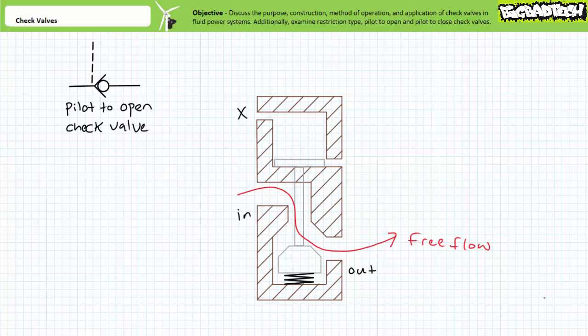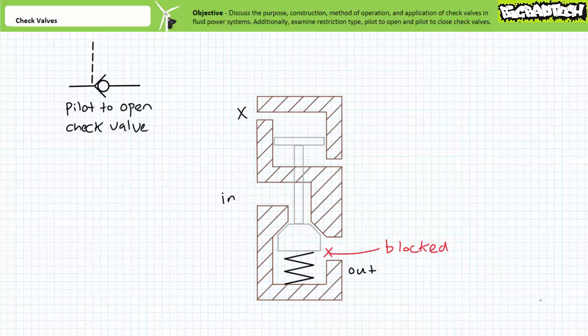In the absence of pilot pressure, the pilot open check valve acts just like a regular check valve. In the free flow direction, the poppet is forced off its seat, and fluid flows unrestricted through the valve. In the blocked position, the poppet is forced onto the seat, and fluid flow stops. This behavior radically changes, however, in the presence of a pilot signal.